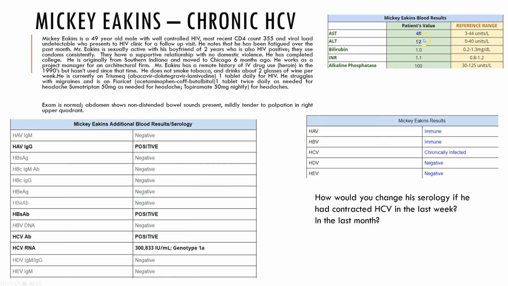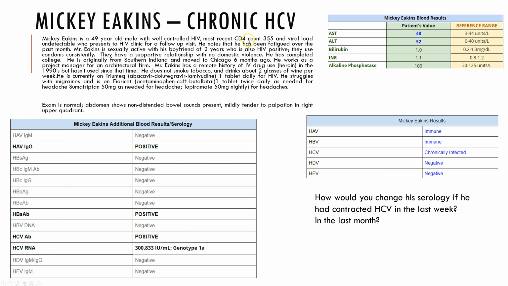So we look at his results. He's immune to HAV, he's immune to HBV, he's chronically infected with HCV, and nothing going for D and E. Now, if he had contracted HCV in the last week or the last month, if it was the last week, we might not see HCV antibodies, but we would see HCV RNA.